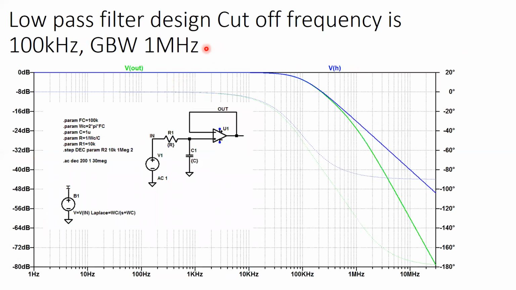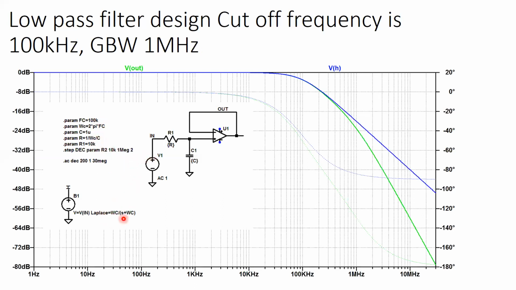Here's an example. Low pass filter design, cutoff frequency is 100 kilohertz, gain bandwidth is 1 megahertz. Now there's something kind of cool in LTspice, that you can just type in a transfer function, WC divided by S plus WC. And the WC is 100K times 2 pi.